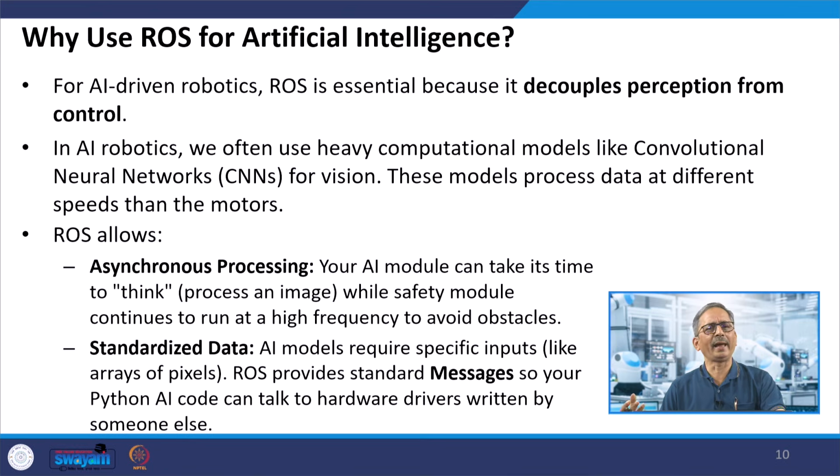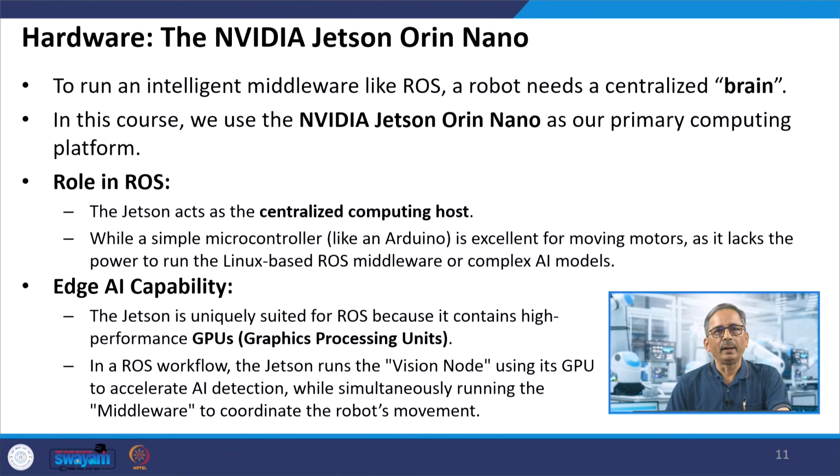In AI robotics, we often use heavy computational models like CNN for vision, and these models process data at a different speed than the motors which we are using for actuation. So, ROS allows us asynchronous processing and standardized data. Next is the hardware which I have been talking about, that is the Nvidia Jetson Orin Nano.